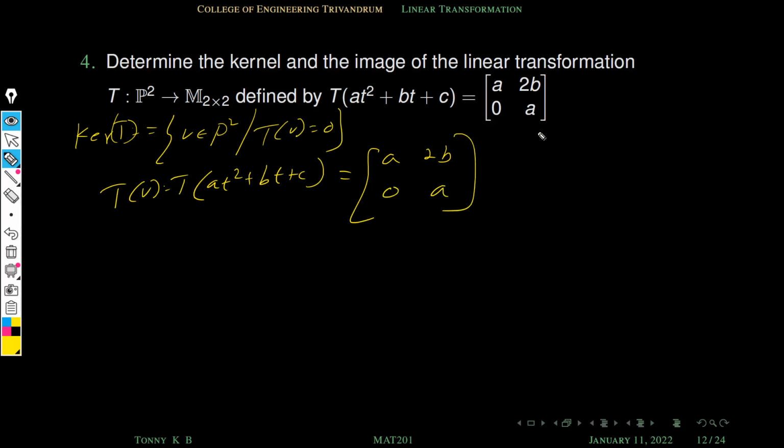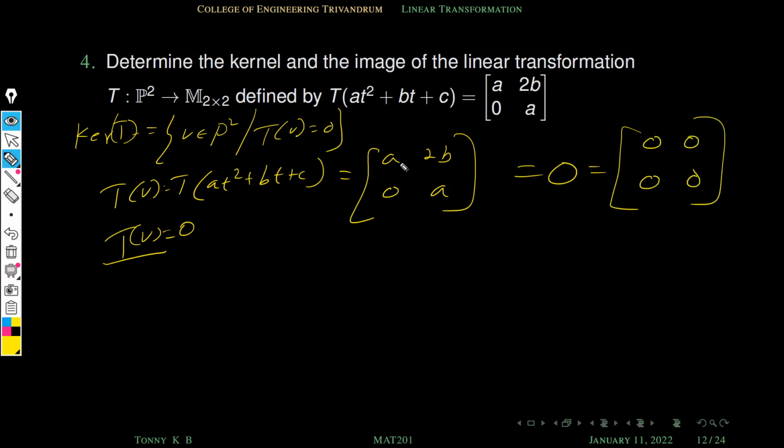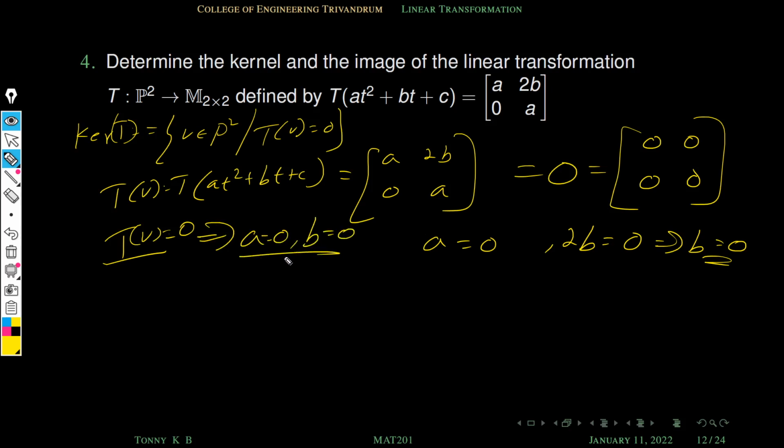To find the kernel, we have to equate T of V to 0. Here 0 means the zero vector in the range space, which is the matrix 0, 0, 0, 0. So we can compare the similar terms. A equals 0, and 2B equals 0, which means B equals 0. So T of V equal to 0 implies A equals 0 and B equals 0.